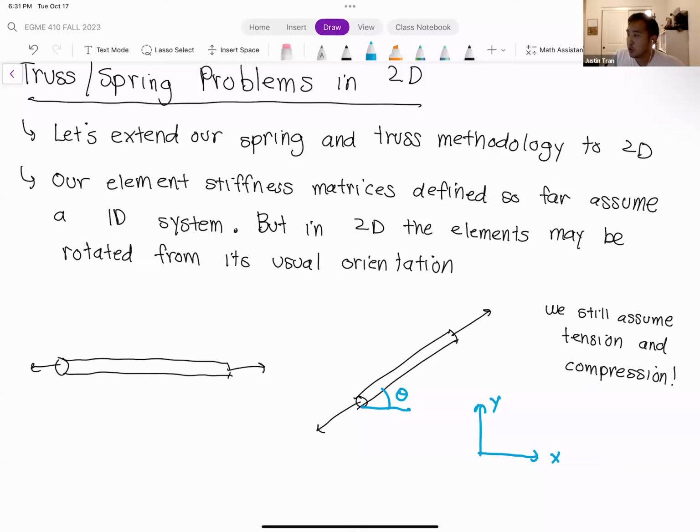And so let's say that our usual XY coordinate system is as it normally is. So we have the positive X direction going horizontally, the positive Y direction going vertically. And so that means that we can represent any kind of tension and compression of the truss element in its components in what I call the original stationary coordinate system.